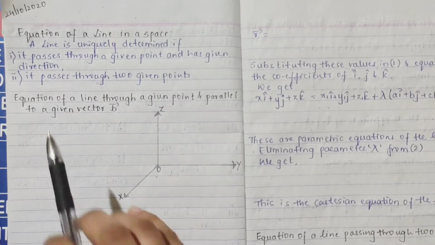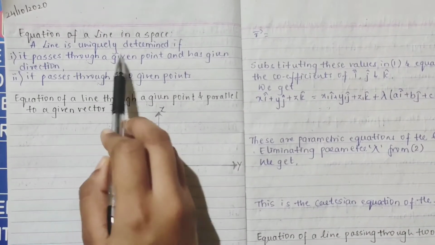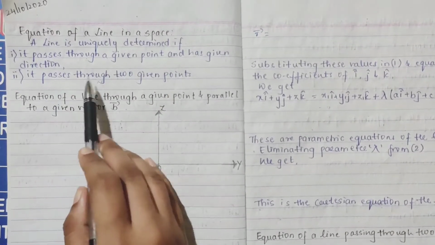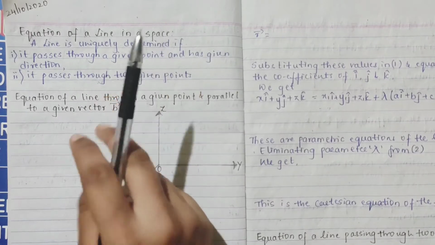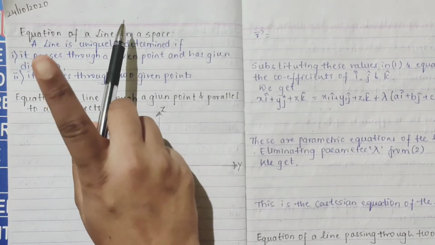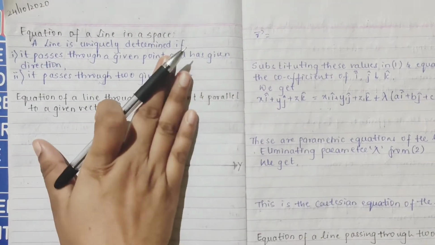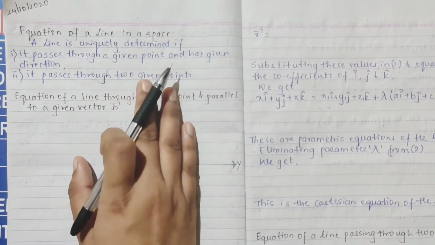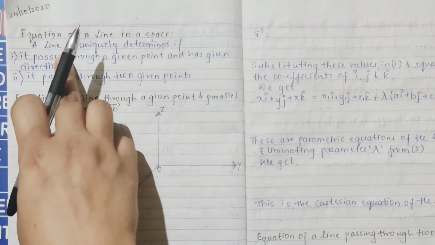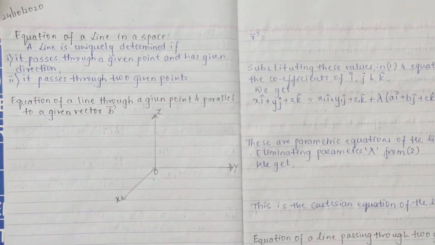So your line is uniquely determined if, first, it passes through a given point and has a given direction, okay, and second, it passes through two given points. First, what they are telling is that the line passes through a given point and has a given direction also, they will be already giving, and in the second case it is through two given points. So we'll go separately step by step. First we will see the equation of a line passing through a given point and given direction.